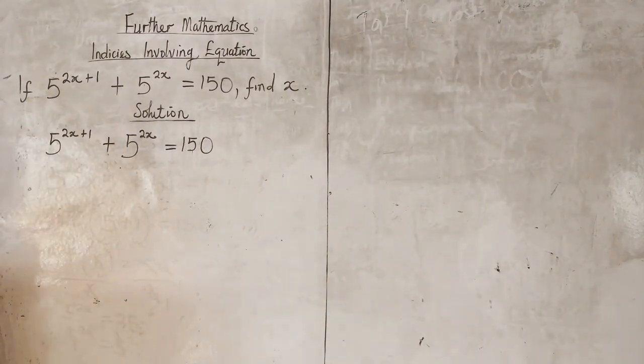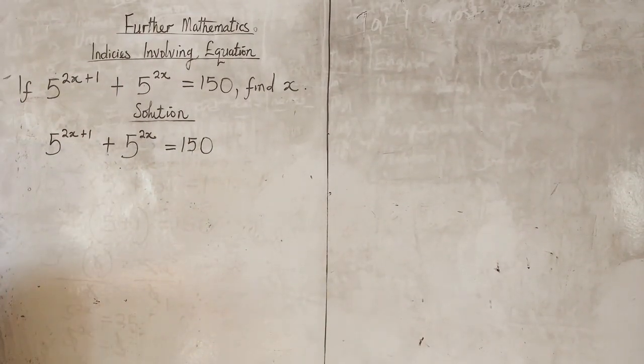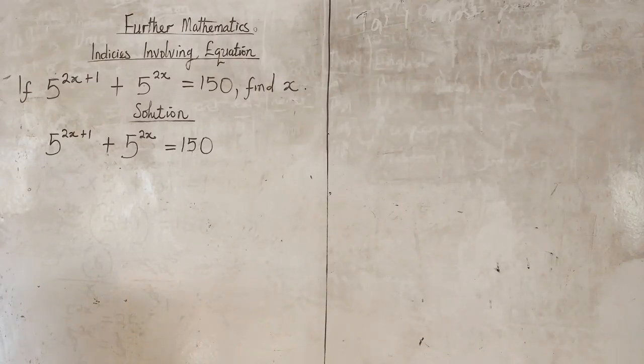Good day, everyone. Today's question is on the topic indices involving equation. And the question here is if 5 raised to the power of 2x plus 1 plus 5 raised to the power of 2x is equal to 150, find the value of x.